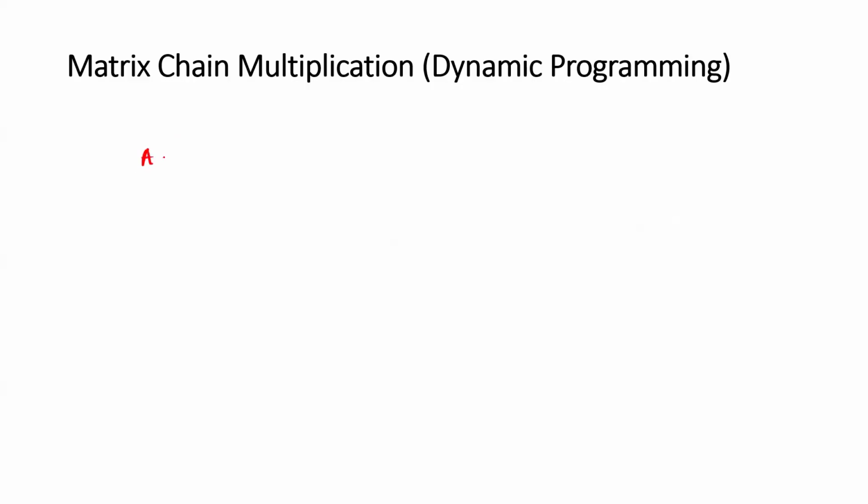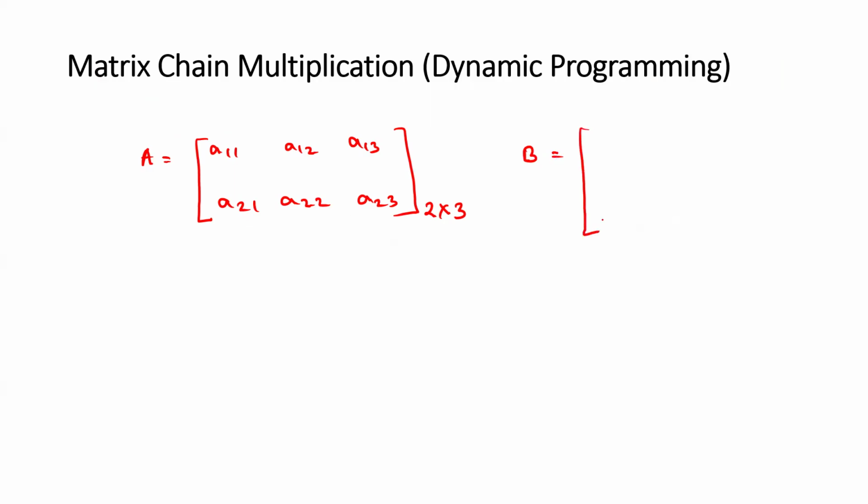Suppose there are two matrices. Matrix A has dimension 2 cross 3, that means the number of rows is 2 and the number of columns is 3. And another matrix is B, where the dimension is 3 cross 2.